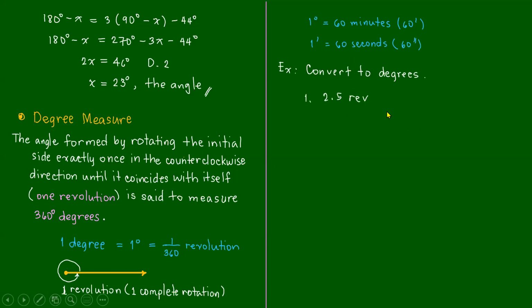2.5 revolutions, 1 complete revolution, 1 complete rotation. So 2.5 revolutions is equal to 2.5 multiplied by 360 degrees per revolution. So in 360 degrees, there is 1 revolution. So this is our conversion factor. 2.5 times 360 is 900 degrees. So the revolution cancels. So 2.5 revolutions is equal to 900 degrees.